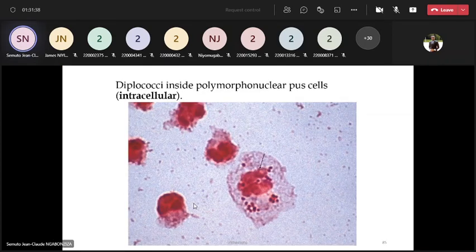I think we have seen a better image, but as we said, they are sometimes intracellular, inside of polymorphonuclear cells.